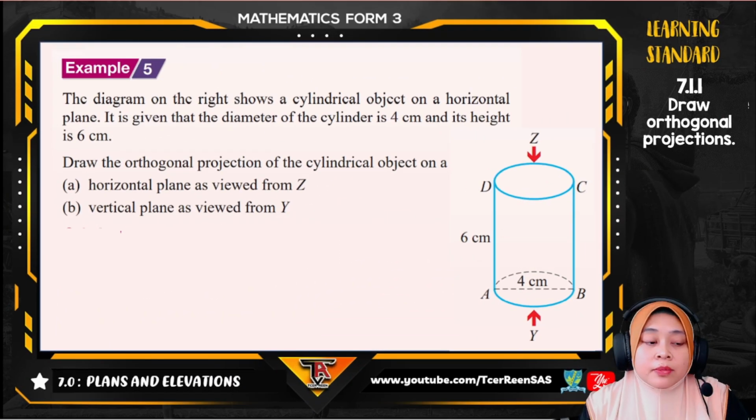The diagram here shows a cylindrical object on a horizontal plane. It is given that the diameter of the cylinder is 4 cm, as you can see in the diagram, and its height is 6 cm. Draw the orthogonal projection of the cylindrical object on a horizontal plane as viewed from Z, which means you need to view from the top, and on a vertical plane as viewed from Y. Y is from the front, the front view.